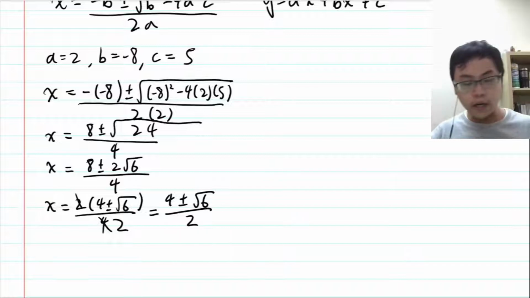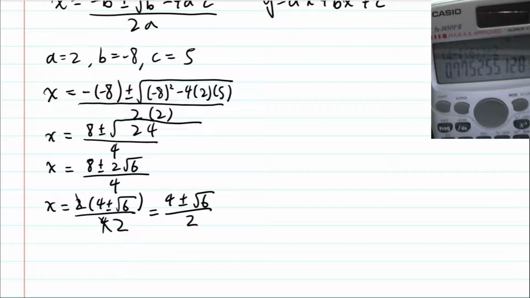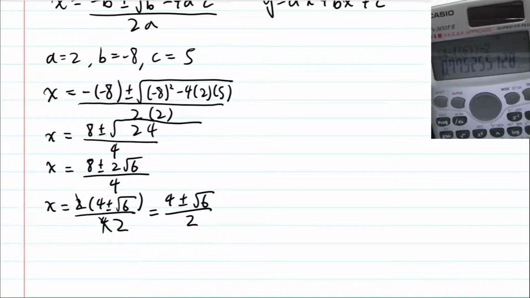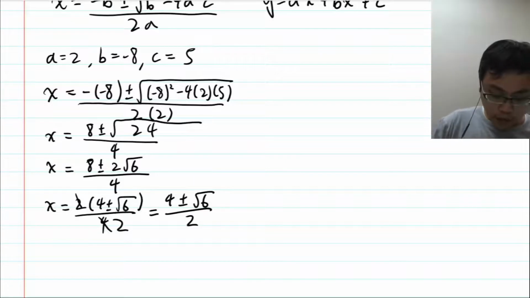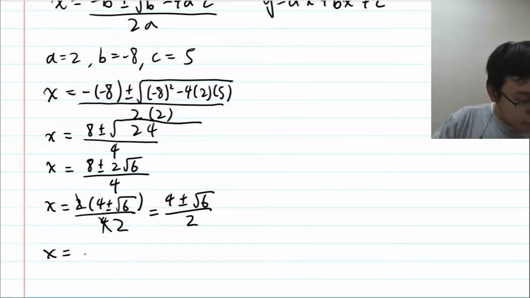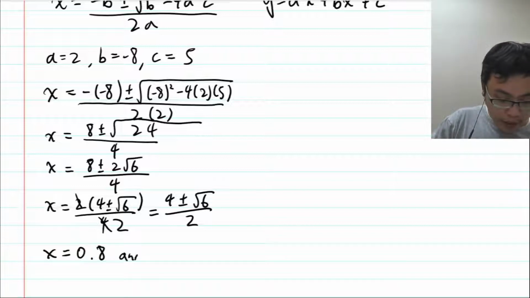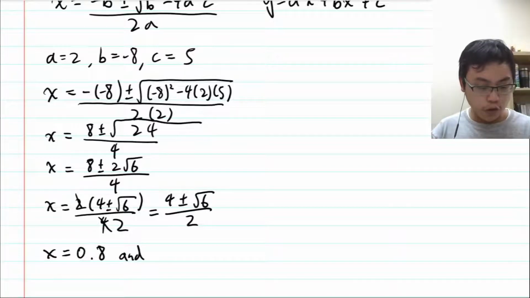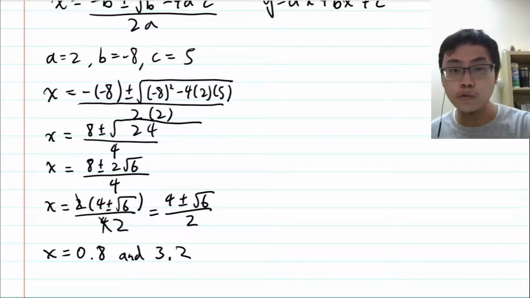Okay, so if you're not sure what to put in your calculator, then you can put this expression into your calculator: (4 minus square root 6) divided by 2. And so the first answer will be x equals 0.8 because it rounds up. And our second answer will be the positive version. So you do (4 plus root 6) divided by 2, which is 3.2. Okay, so those are our two answers.